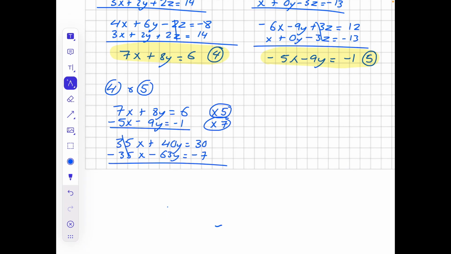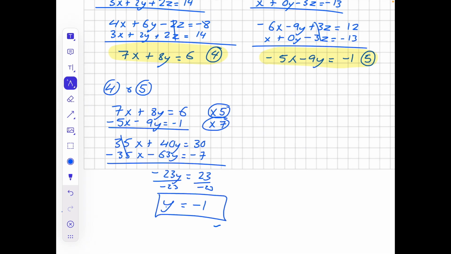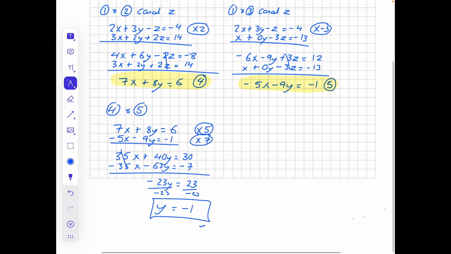X's cancel. 40y minus 63y gives me minus 23y is equal to 30 minus 7, which is 23. Divide both sides by minus 23. Y is equal to negative 1. Okay, one of my answers.